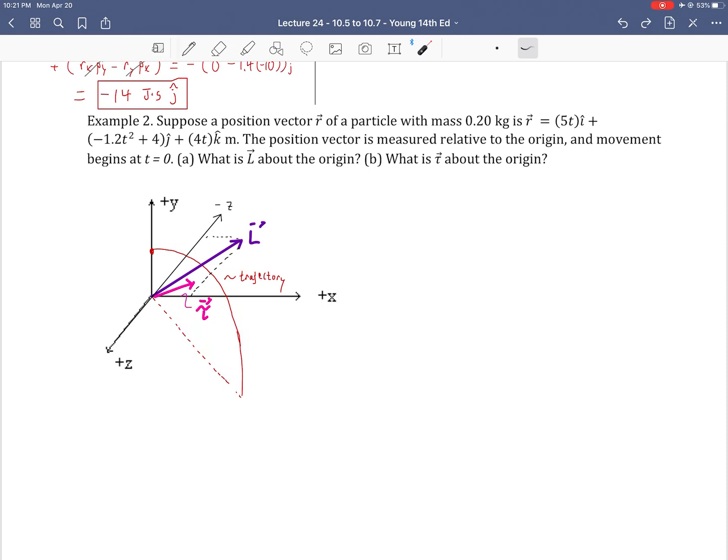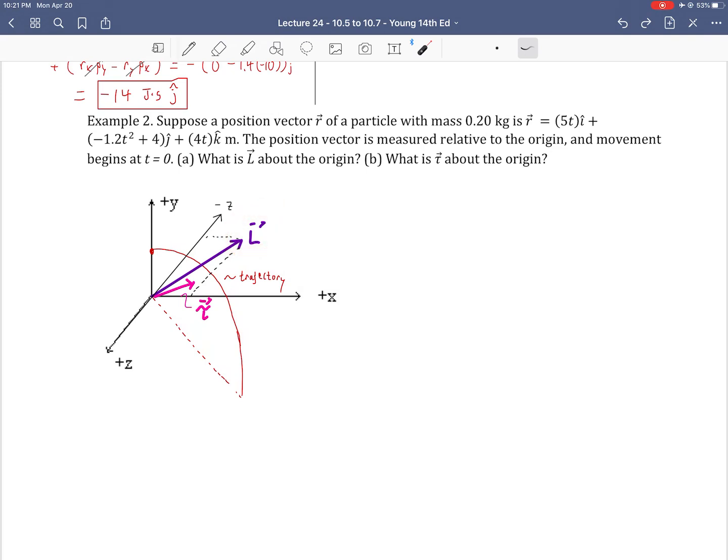Okay, so we should expect the angular momentum to point this way. The angular momentum should point in the xz plane, and it should have components of both x and z. Why is that? Because it should be perpendicular to this parabolic path, which essentially represents the plane of rotation. And so the angular momentum should be perpendicular to that plane of rotation.